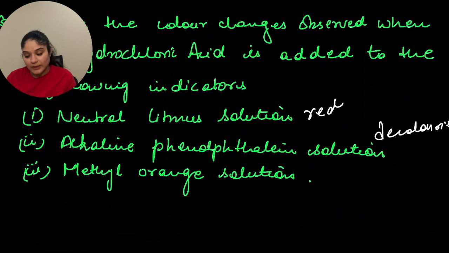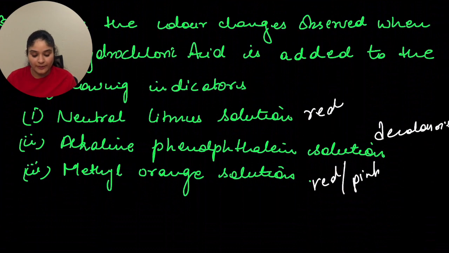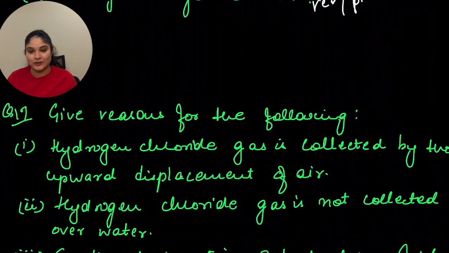Then you have methyl orange solution, it turns red or pink. Red or pink. Let's move ahead to the next question. Give reasons for the following. Hydrogen chloride gas is collected by upward displacement of air.